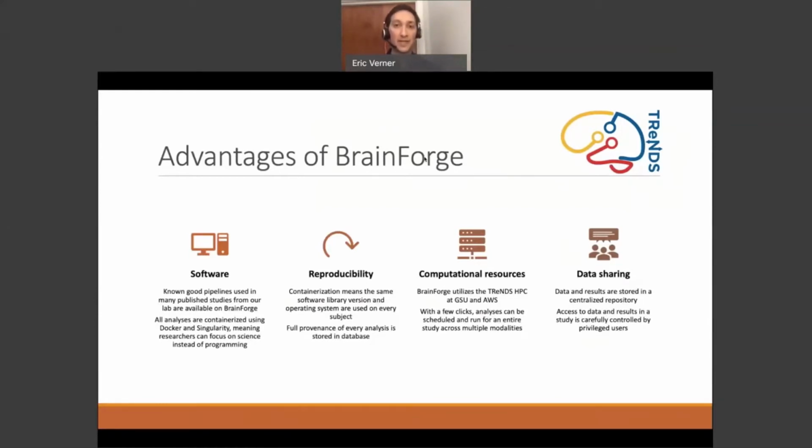At TReNDS, we have great computational resources. We utilize the HPC, the High Performance Computing Cluster at GSU, and can tap into Amazon Web Services to run analyses. Furthermore, with our web interface, we're able to easily share results with other researchers outside of our own lab.